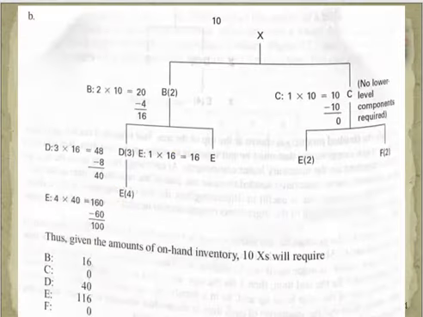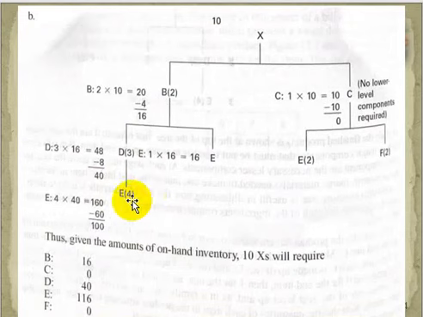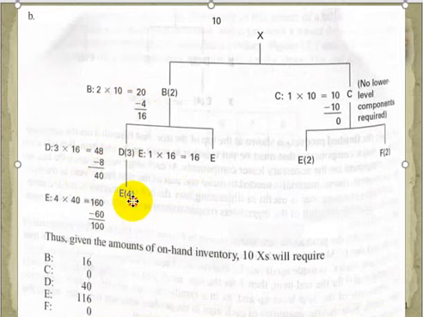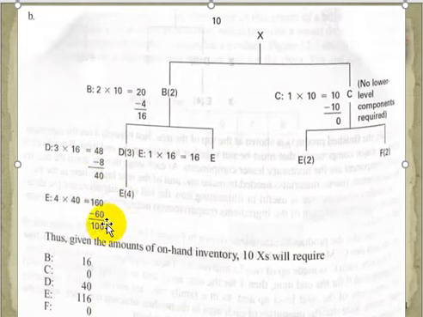Oh, this is not the one, sorry. So I have to start again. I'm so sorry. For this one, E, it's 4. Okay, 4 times 16, it's 48 minus 8, 40. For E, we have 4 times 40 equals 160. We have 60 in the inventory, so the rest will be 100.